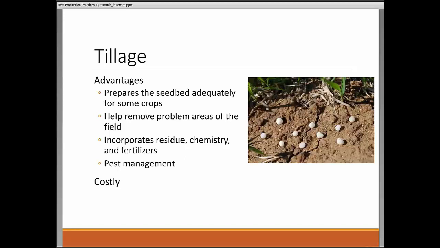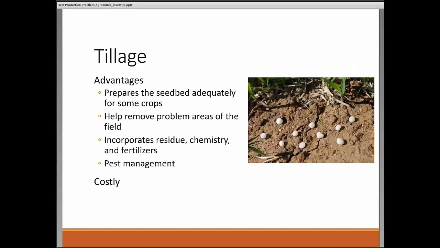But there's also wear and tear on machinery. There's a labor cost associated with it. There's travel time over your field. And that's one thing growers oftentimes don't take into account, is how much their time is worth. That's something that's very difficult to formulate into a dollars and cents kind of mindset, but it's one that we need to be doing.